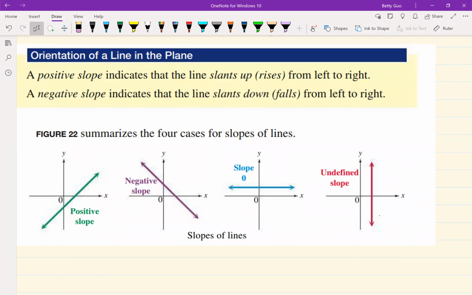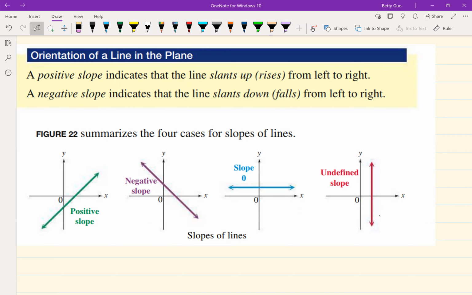Look at this purple line. Straight line going down, slope is negative. Slope is negative, straight line goes down. This one, slope is 0, so the line is horizontal. Line is horizontal, slope is 0. This one, slope is undefined, so vertical. Line is vertical, the slope is undefined.